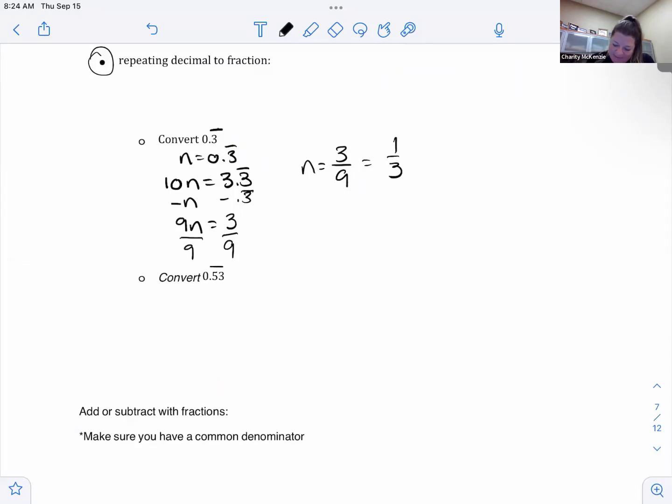So 0.53 needs to have a line over the 5 and 3. So this goes repeating 0.53, 0.53, 0.53, right? 0.53535353, and it keeps going.